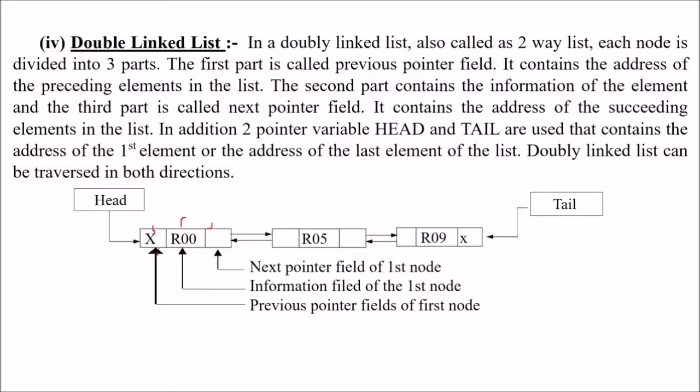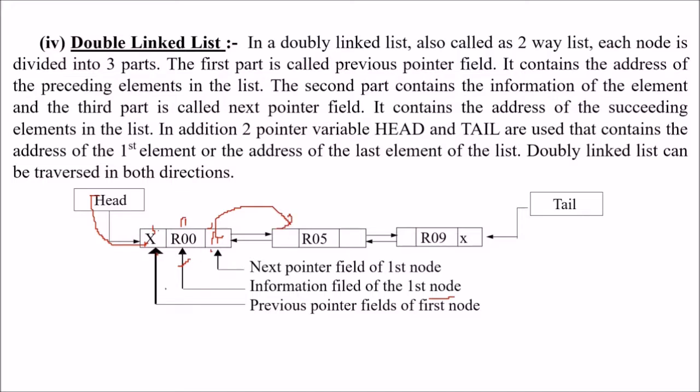Let's take the middle part first. The middle part is the information, the data part. Now what about the left and right? Left contains the previous pointer field, pointing to the first node, that is the head in this case. And the next pointer field will point to the next node.